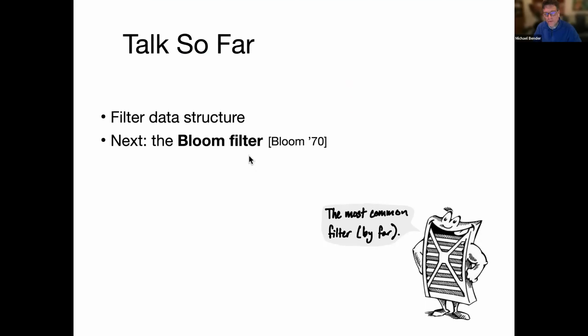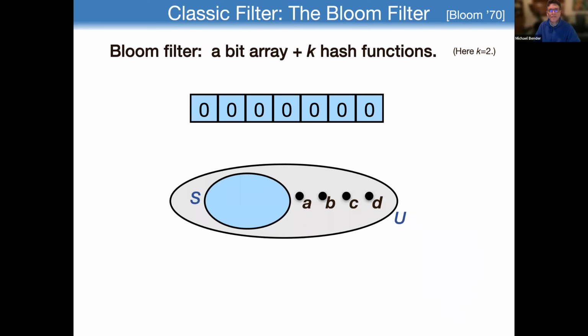Now I'm going to talk about the Bloom filter, which is the most common filter by far. And here's another picture of a filter, which won't be the last one in the talk. Okay, the classic filter is the Bloom filter. So a Bloom filter is a bit array plus k hash functions. And k is a parameter. In all my examples, k is going to be 2.